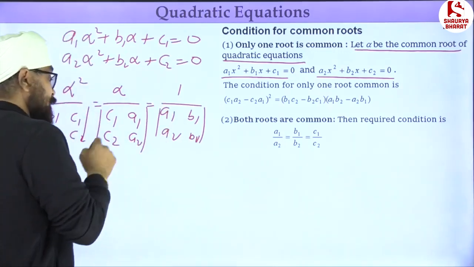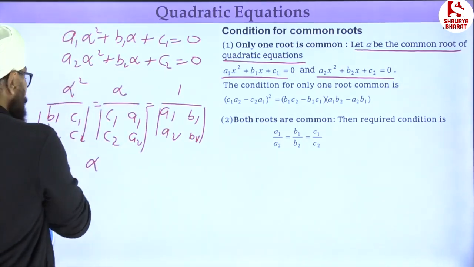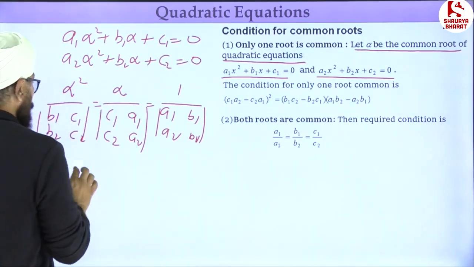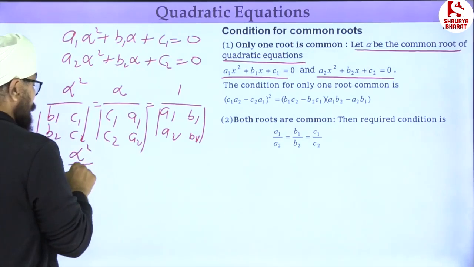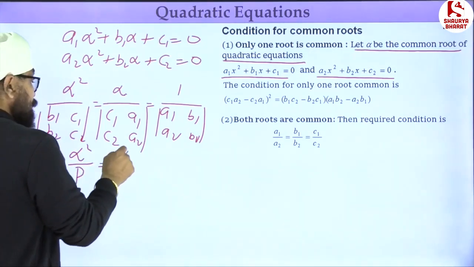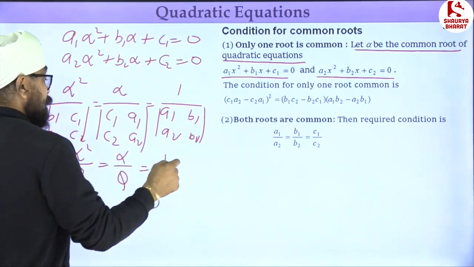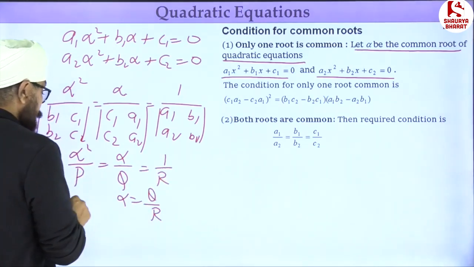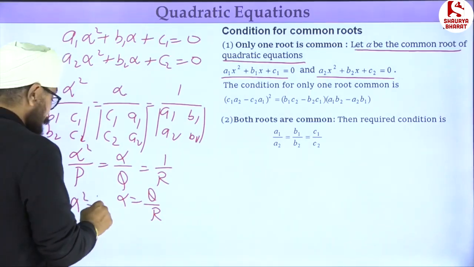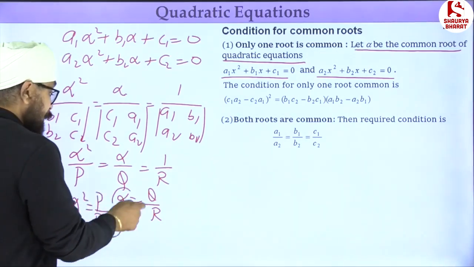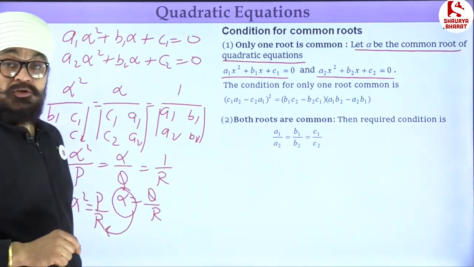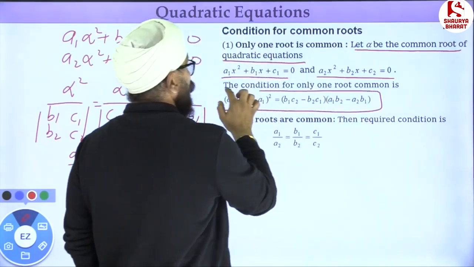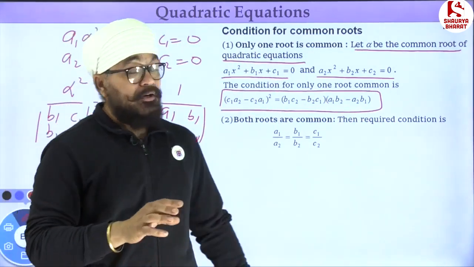Now if you open the determinants, you will get the value of alpha from one part and the value of alpha square from another. Say for example the determinants give alpha square over some number capital P, alpha over capital Q, and 1 over capital R. Then alpha is Q upon R, and alpha square is P upon R. The square of alpha must equal alpha square, so relating these, you will get the condition for one root to be common.